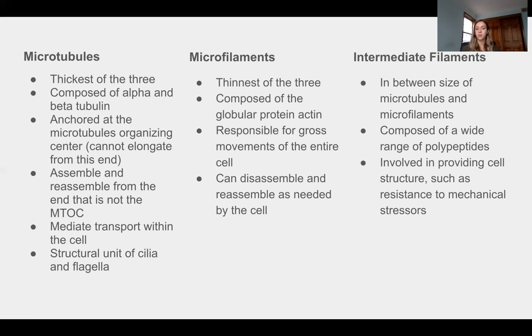But anyway, so they're responsible for gross movements of the entire cell. So they're also very dynamic. They can grow and shrink with the addition or removal of actin. So they disassemble and reassemble as needed by the cell.